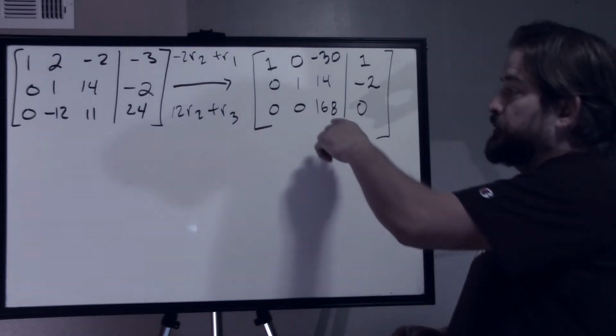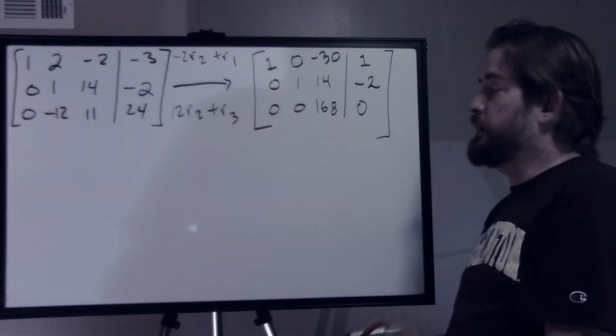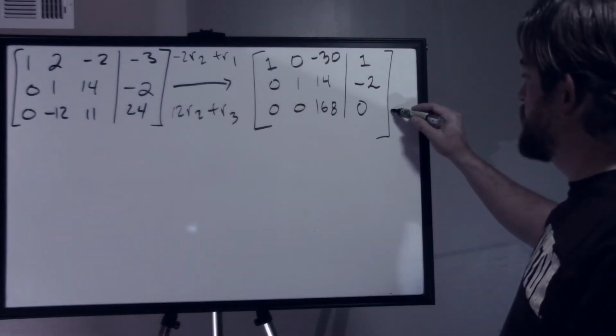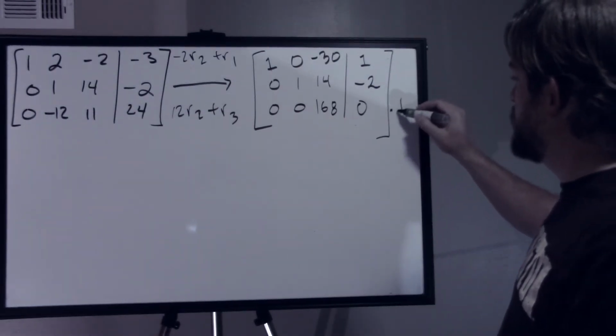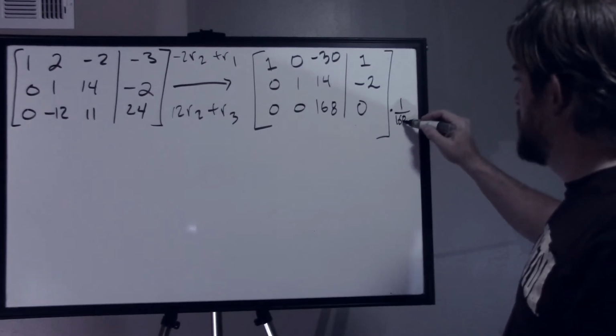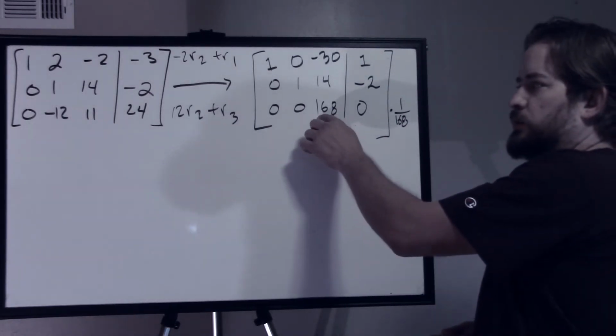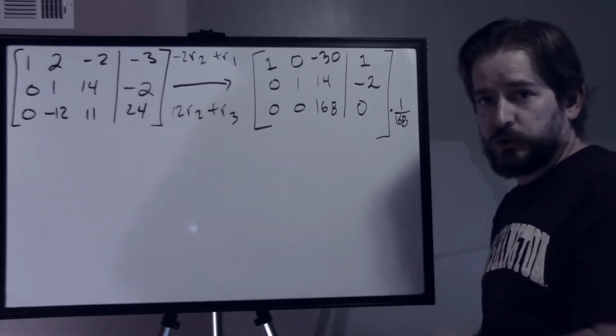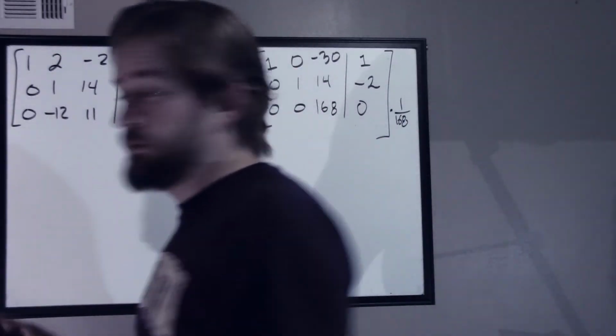That will be my next step, though, is to turn this 168 into a 1. I can do that by multiplying by 1 over 168 or dividing by 168. Either way, this is going to turn into a 1. The rest of that row is zeros, so that tells me that z is 0.